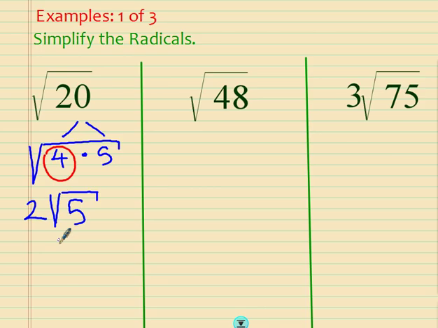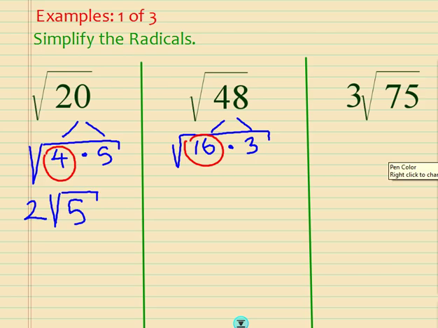Let's look at our next example. Try to find the largest perfect square possible. Most of you probably are thinking about writing 4 times 12, but we have even bigger factors that are perfect squares. I can see 16 goes into 48 3 times, so I can use 16 and 3 as my factors. 16 is a perfect square. I'll circle that one, and I'll take the square root of the perfect square, which is 16. Square root of 16 is 4. That goes outside of the square root. And 3 is not a perfect square, so it will stay inside of the square root. Our final answer is 4 square root of 3.